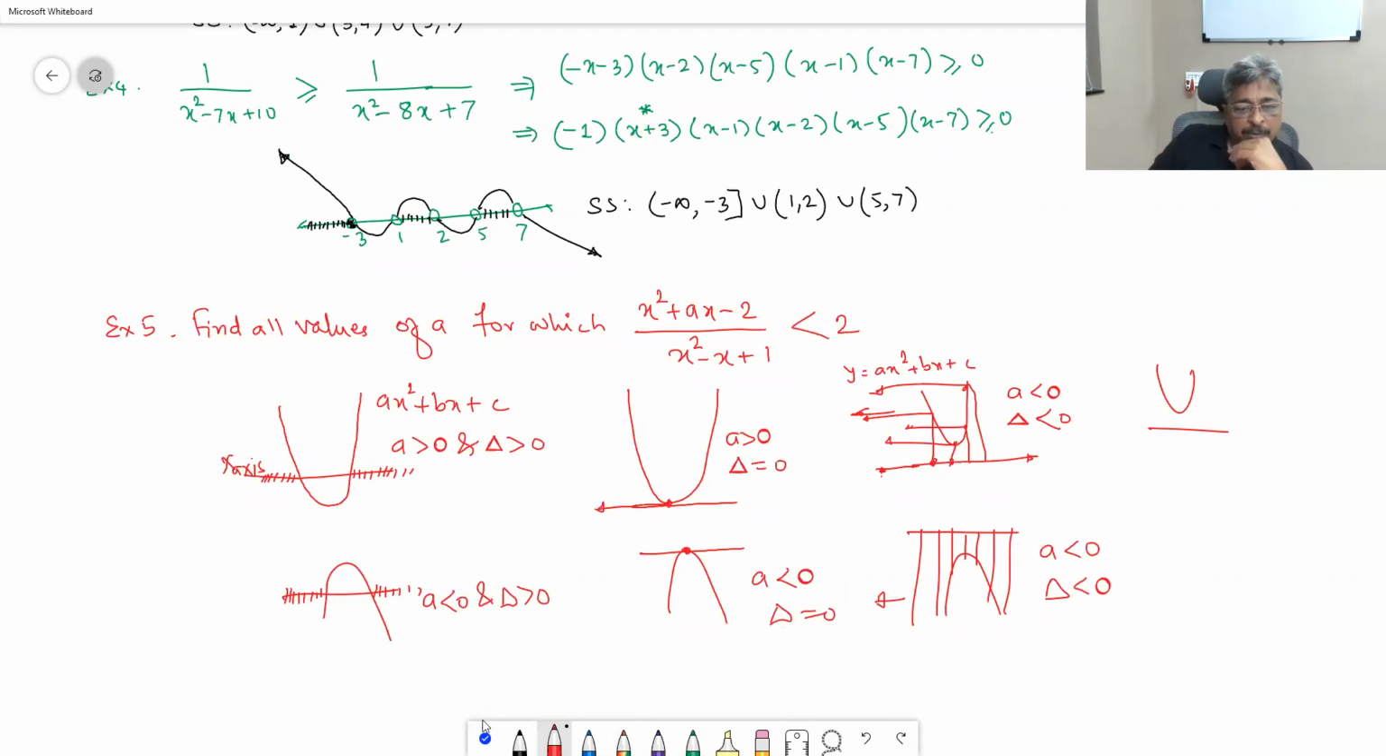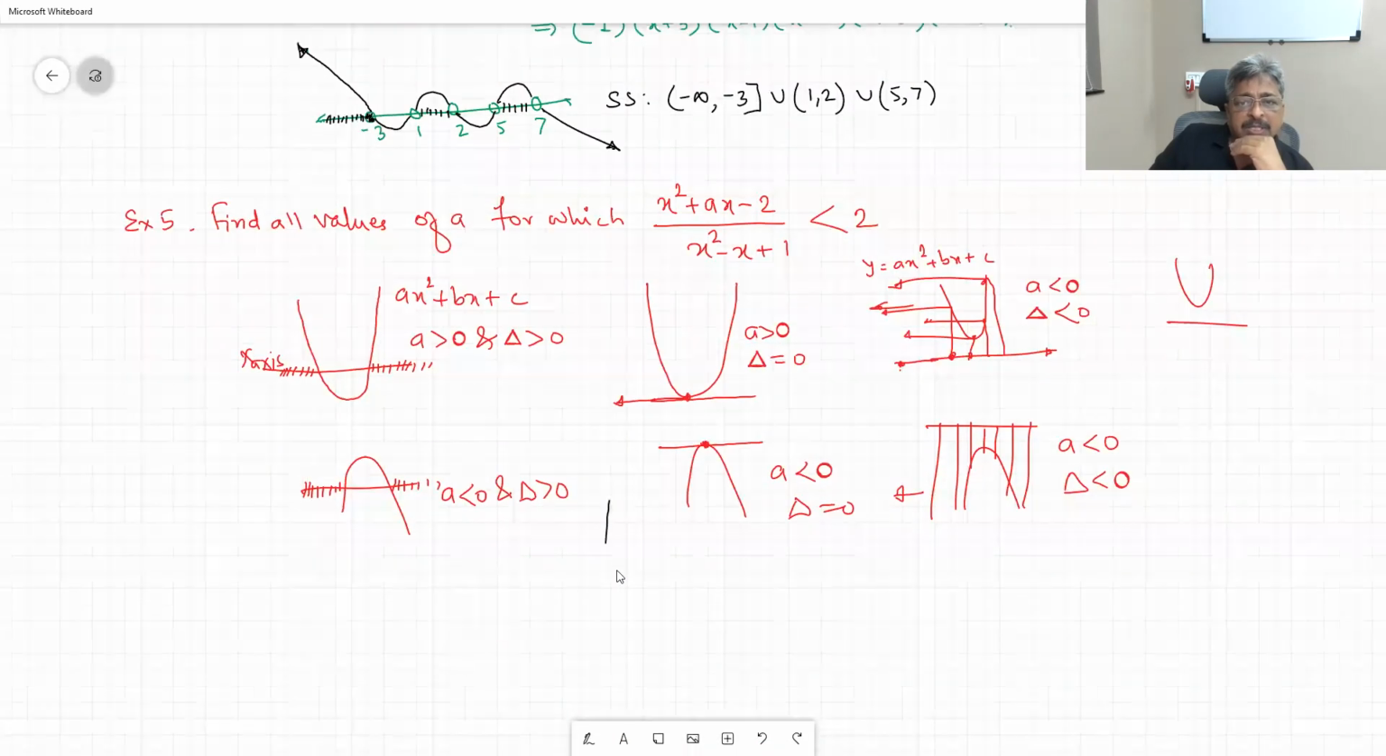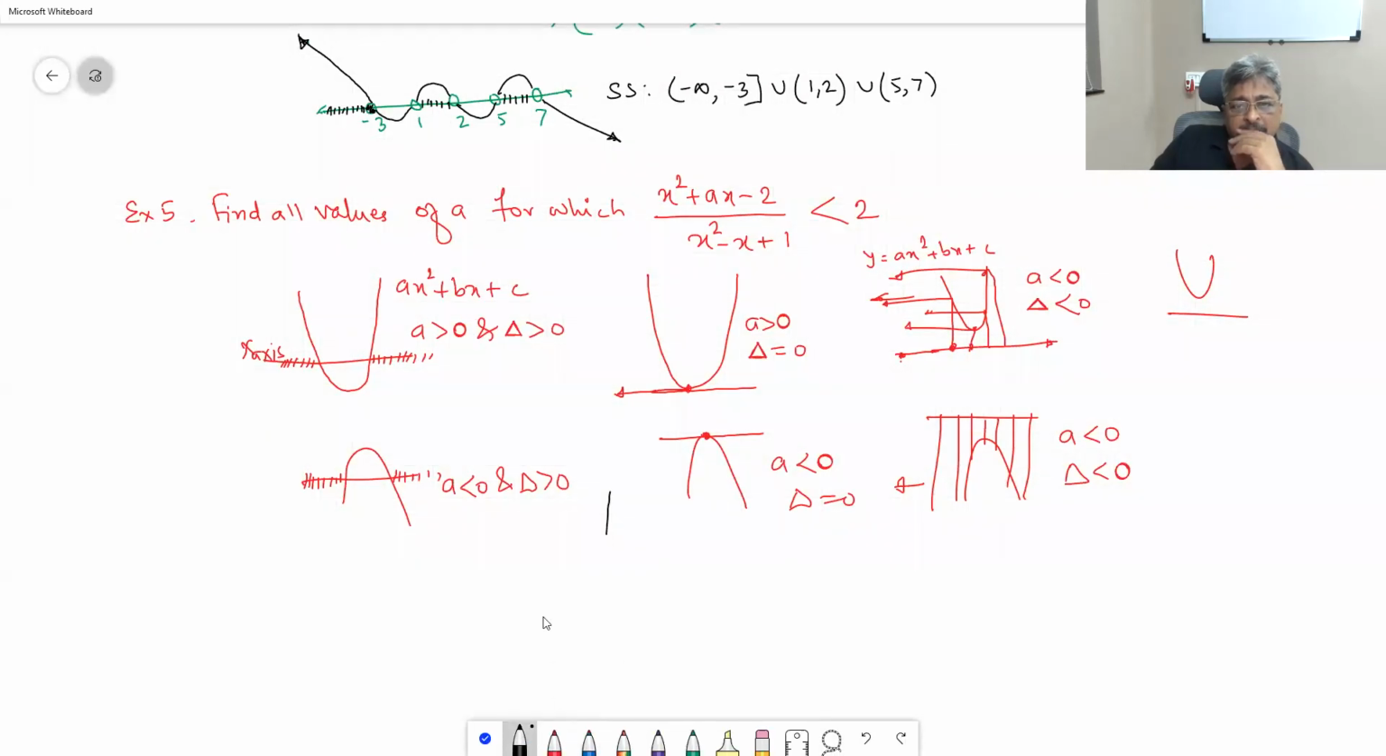Now let us solve this problem. The problem statement is this inequality. Let us see, what is this denominator? X square minus x plus 1. Is it a quadratic equation? Yes. Is the leading coefficient 1? Yes. So positive? Yes. So it will be one of these 3 graphs.